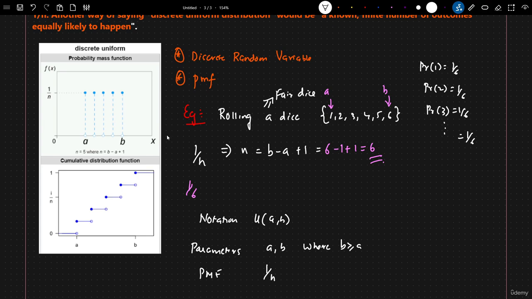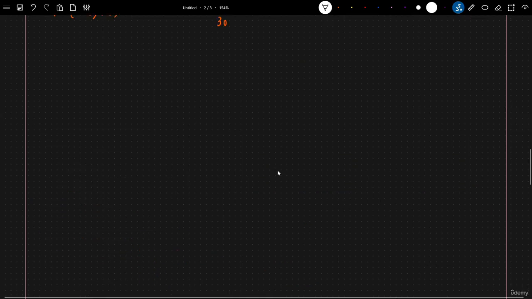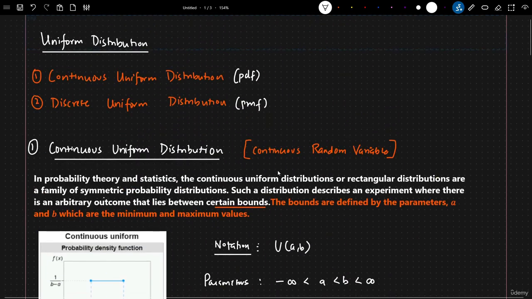Okay. So in this example, I have shown you rolling a dice, or we can also consider the Bernoulli distribution, like tossing a coin. I know the outcome is 2, right? But at all times, you'll be getting 1 by 2 as the probability. Probability of head is 1 by 2, probability of tails is 1 by 2, considering that it is a fair coin. So I hope you are able to understand these two important distributions, which are called uniform distribution.